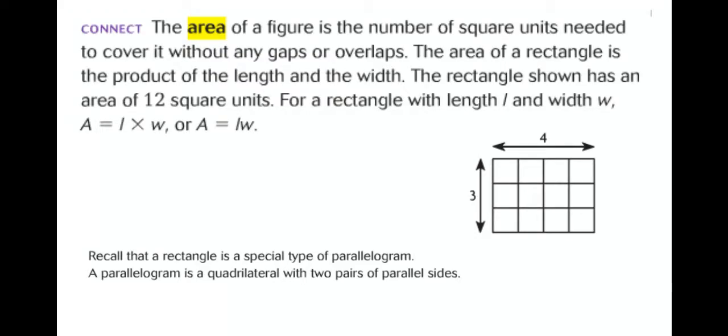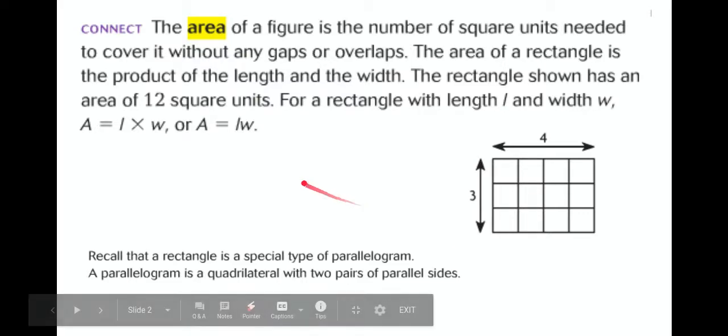So the definition of area of a figure is the number of square units needed to cover it without any gaps or overlaps. The area of a rectangle is the product of the length and the width. The rectangle shown has an area of 12 square units. For a rectangle with length L and width W, the formula is A equals length times width, or simply A equals LW.